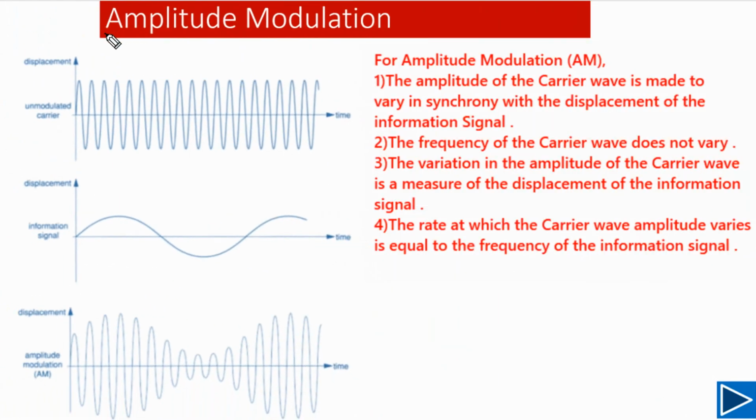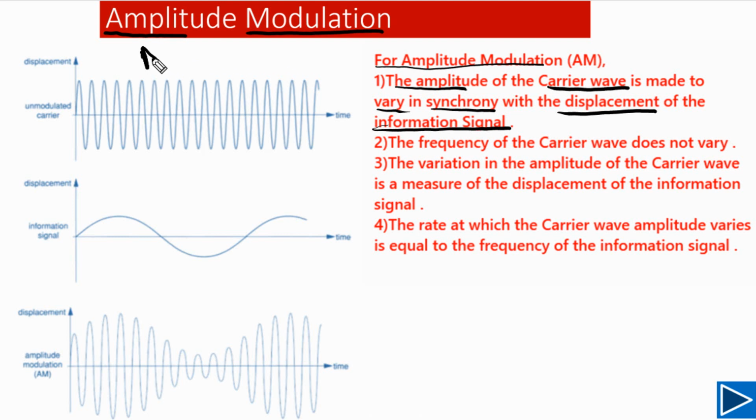First of all, let's try to understand what amplitude modulation is. For amplitude modulation, the first thing we need to understand is that the amplitude of the carrier wave is made to vary in synchrony with the displacement of the information signal. What exactly does it mean? It simply means that the amplitude of this modulated wave depends on the information signal and on the amplitude of the carrier wave.